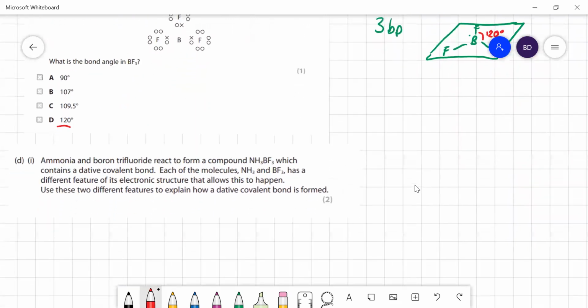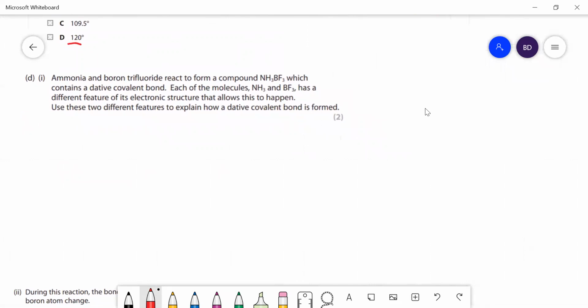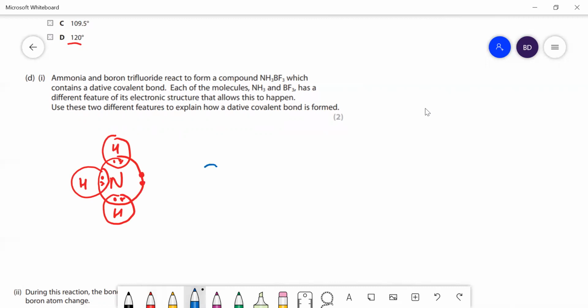Ammonia and boron trifluoride react to form a compound NH3BF3, which has a dative covalent bond. Each of the molecules has a different feature of its electronic structure that allows this to happen. Okay, now the reason why this can happen is because, of course, and I'll draw this here, the nitrogen in ammonia has got a lone pair here. Whereas if you think about the BF3, well, there's boron.